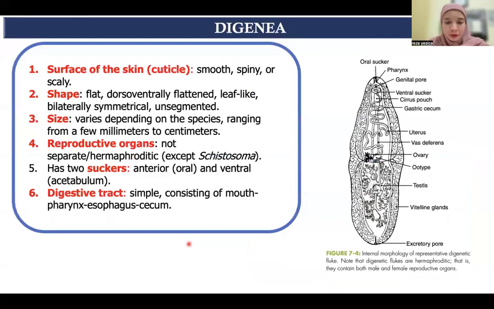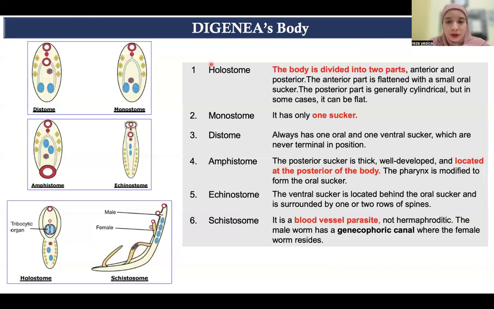And the third order belongs to Digenea. So there are a lot of them, and they're quite challenging. A lot of species also, a lot of morphology that you should know. So this is about this type.